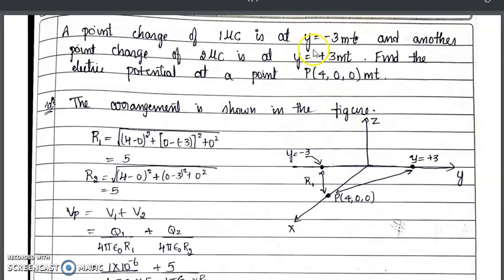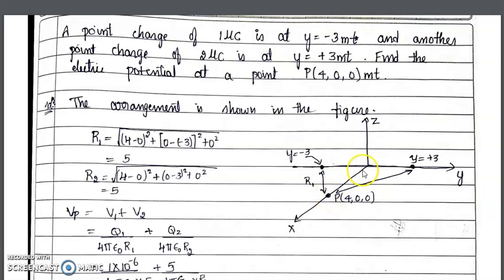Now, if you identify these points, we know only the y coordinates for the charges, y = -3 meter and y = +3 meter. That's why we will consider the other coordinates to be 0, meaning it lies only on the y axis. Because we don't know the other coordinates, it is better to consider that the charges lie on the y axis, one at -3 meter, the other at +3 meter. Now we have to find the potential at point P.